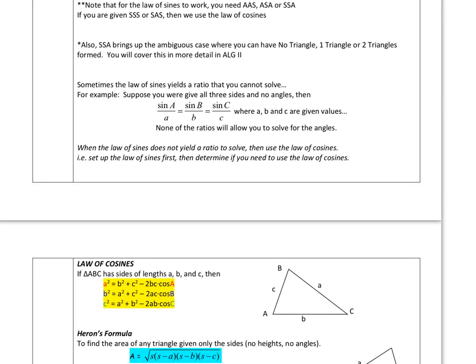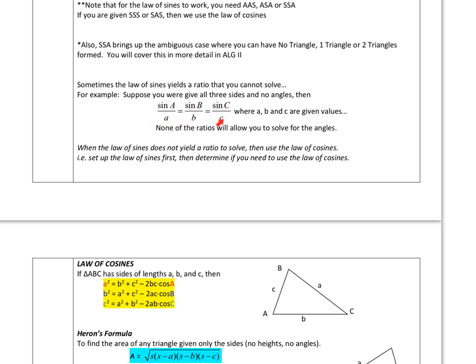So let's see where the law of sines fails so I can teach you the law of cosines real fast, and then we'll do a bunch of examples. So over here, suppose I had three sides and no angles. So if I had A, B, and C, but none of these angles, I can't set up the ratio to solve for any of the angles.